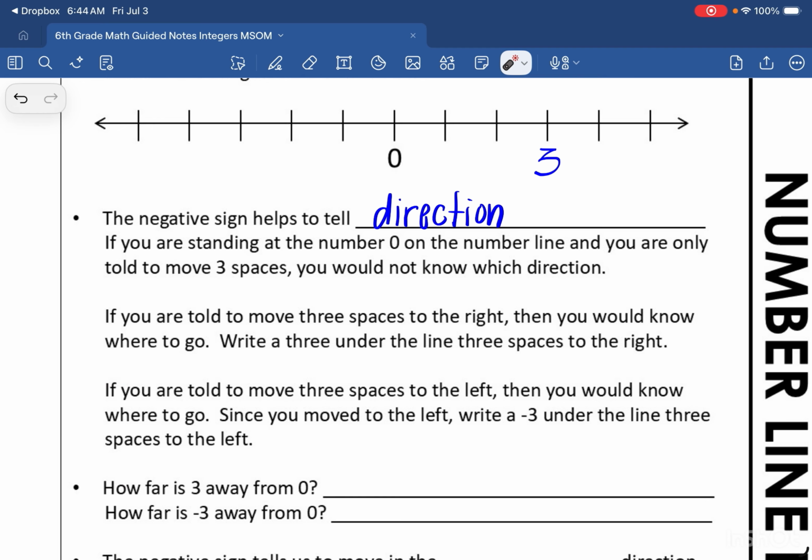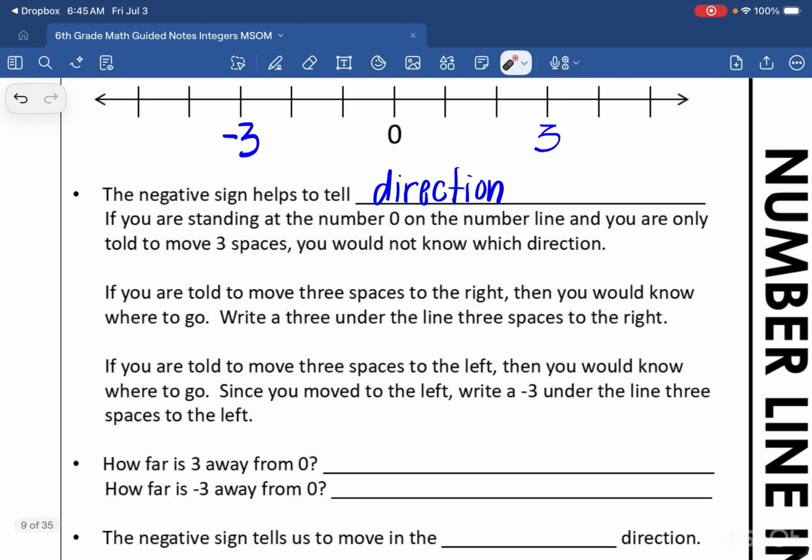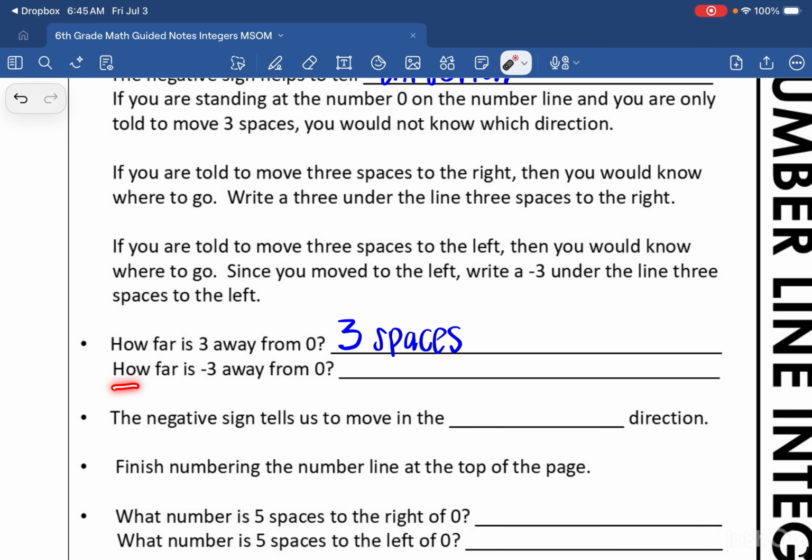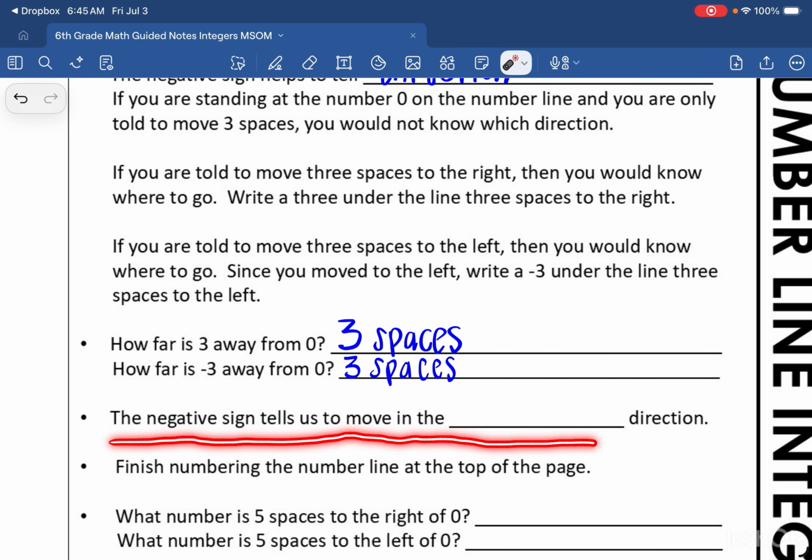So if we're at 0, we are going to go 1, 2, 3 spaces to the left. So this will be a -3. How far is 3 away from 0? It is 3 spaces. How far is -3 from 0? It is also 3 spaces. The negative sign tells us to move in the opposite direction.